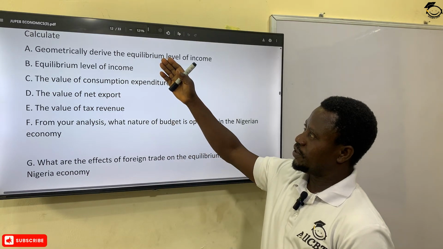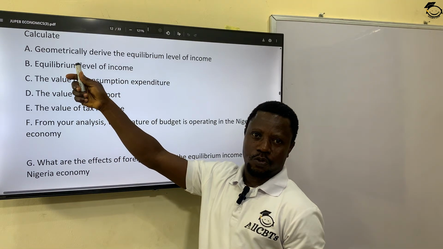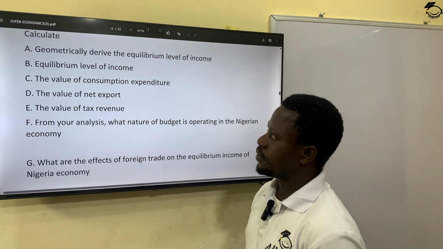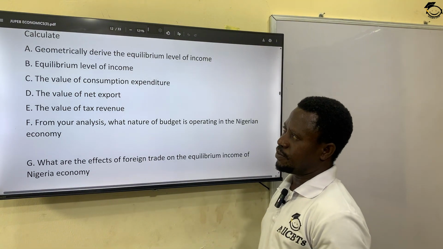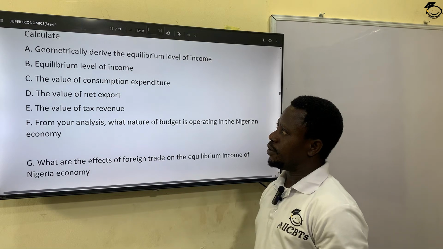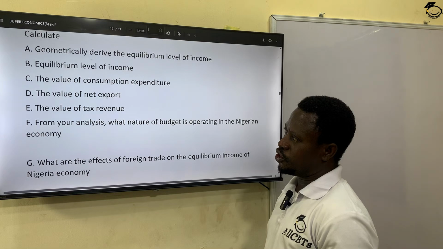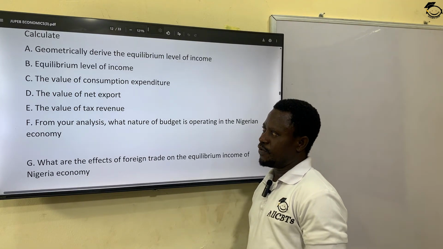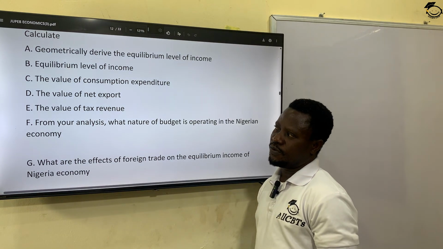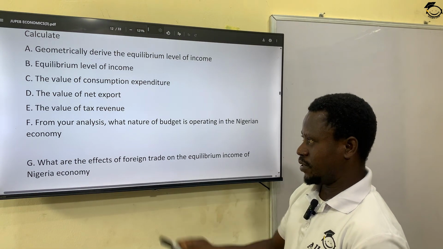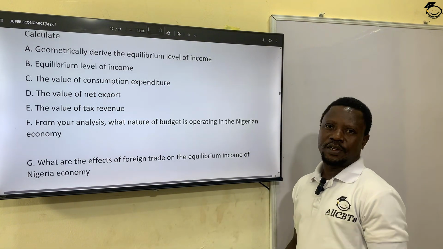Now, we have seen the equation given to us. This is the question that follows the equation. A, calculate and geometrically derive the equilibrium level of income. B, calculate the equilibrium level of income. C, calculate the value of consumption expenditure. D, calculate the value of net exports. E, calculate the value of tax revenue. And F, calculate from the analysis what nature of budget is operating in the Nigerian economy.